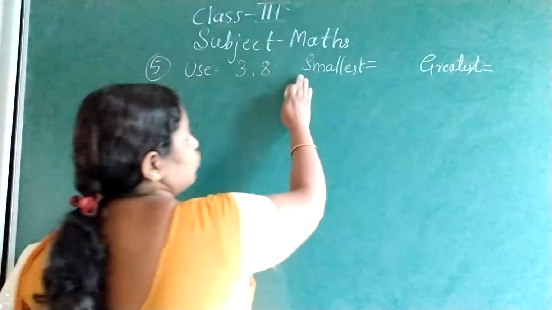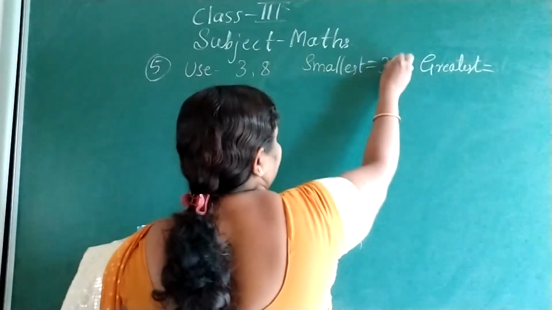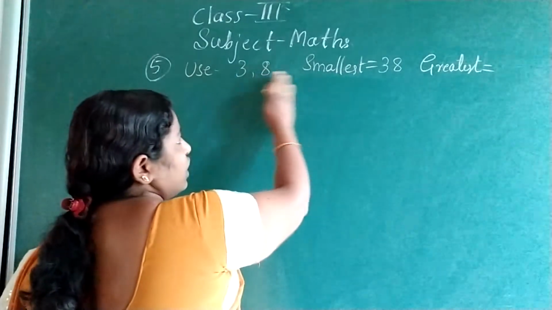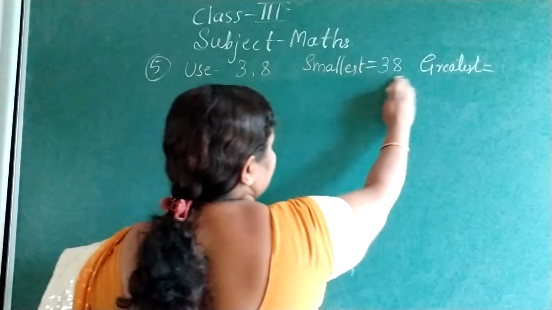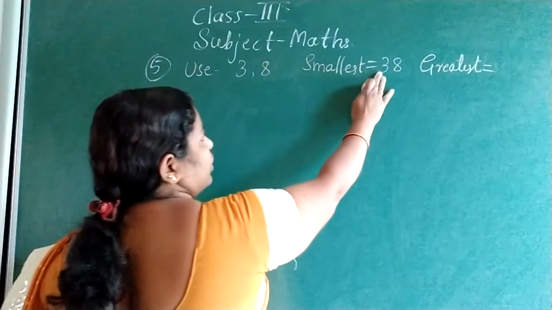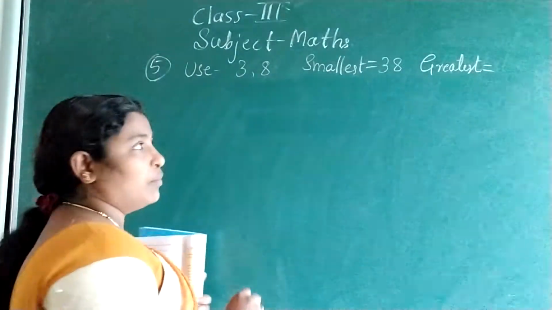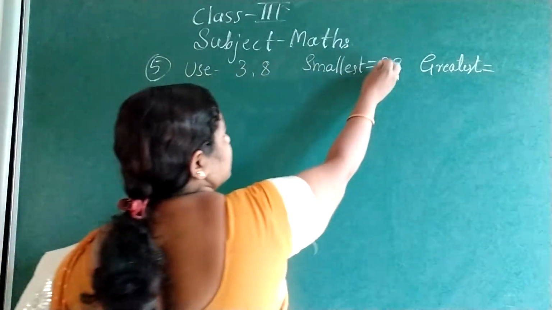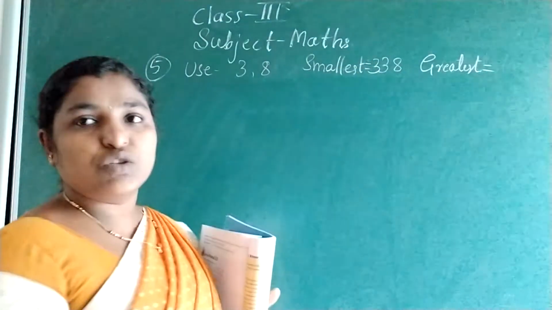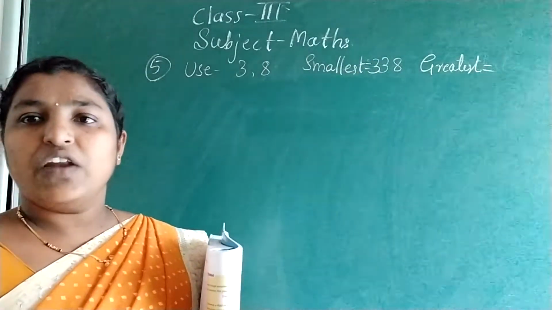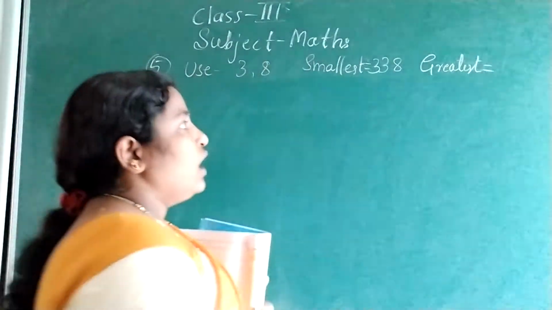So to prepare the smallest number, if I use 3 and 8, we should write the given numbers in ascending order. So I have written 3, 8, that is 38. This has not become a 3-digit number, so I will use 3 again, 2 times I will use. So this will become 338 and this is the smallest number.